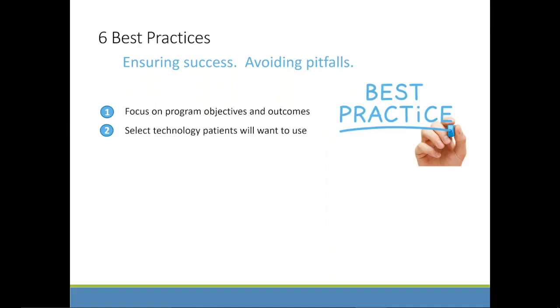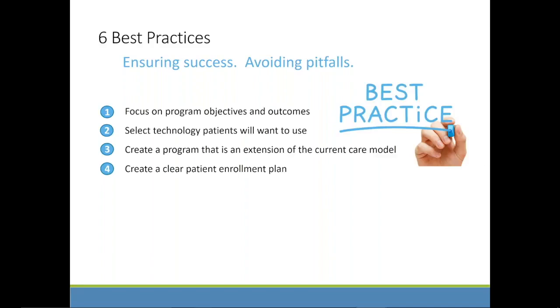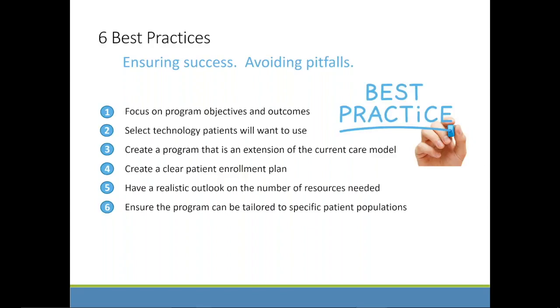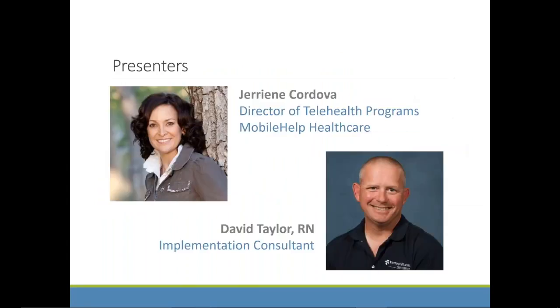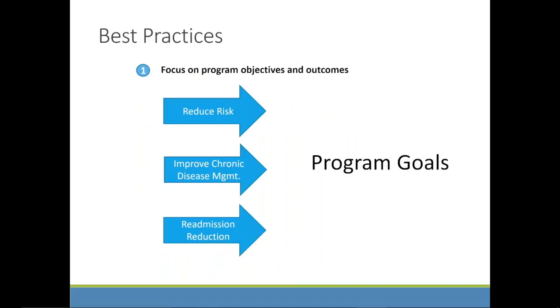So we have 6 topics: objectives and outcomes from a strategic perspective, how to set your plan correctly from the beginning. We'll cover technology considerations when setting up a program and how to integrate that into your existing care model. We'll also talk about patient enrollment and how automatic patient enrollment can have big impacts on your ROI, as well as some understanding of the resources required, either in-house or outsourced, to effectively manage a remote patient monitoring program. And finally, we'll cover the importance of being able to tailor a program specific to specific patient populations or disease states.